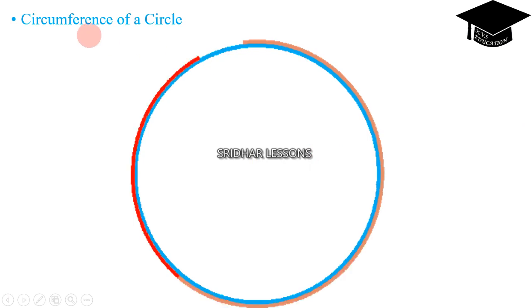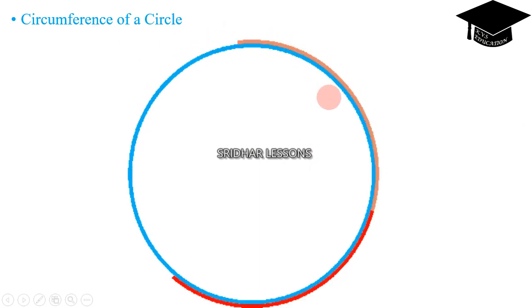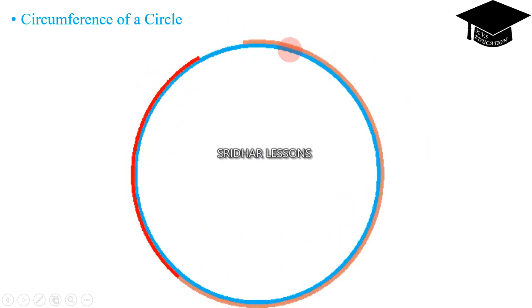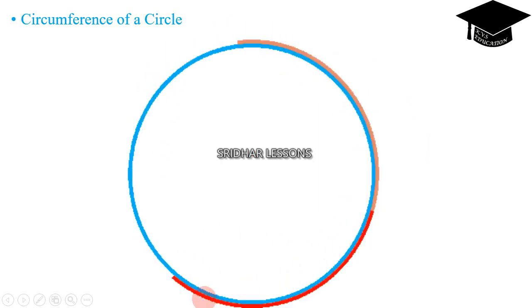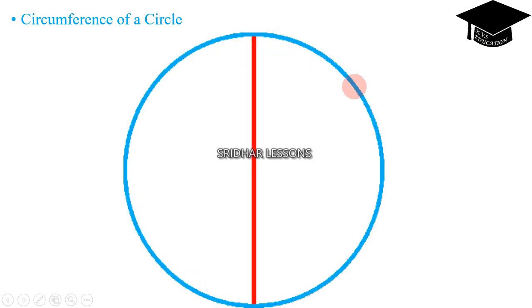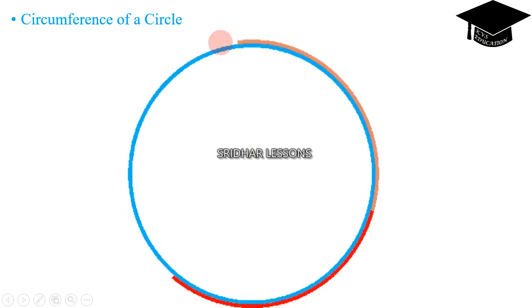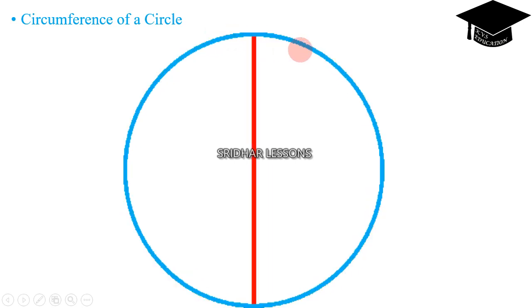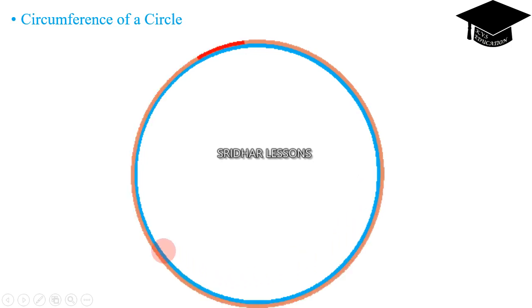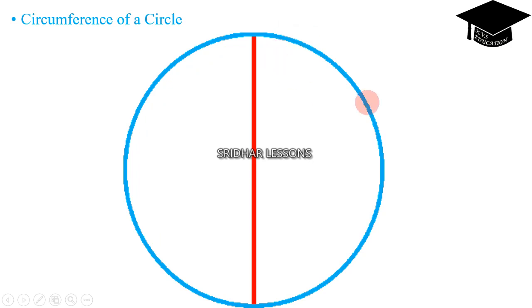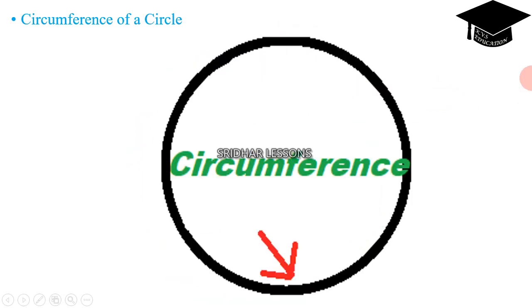See here, it is clearly defined. The red colored part covers the total circle. Okay, this is called the circumference of the circle. See this one, the red colored part over the blue colored circle. The part covered, this area, is called the circumference of the circle.